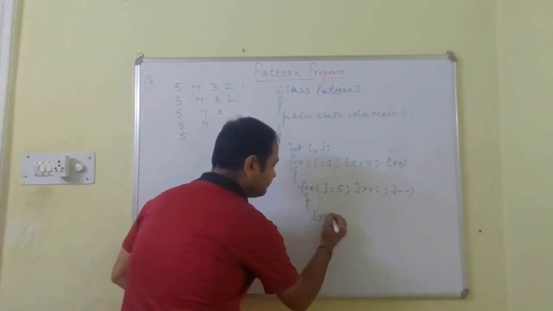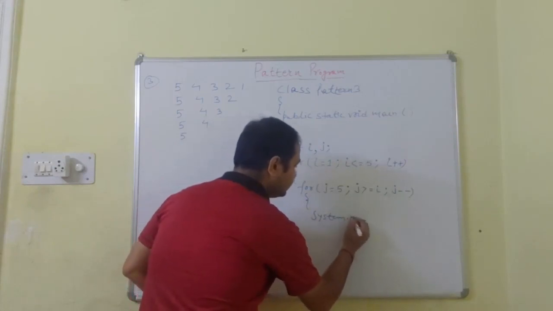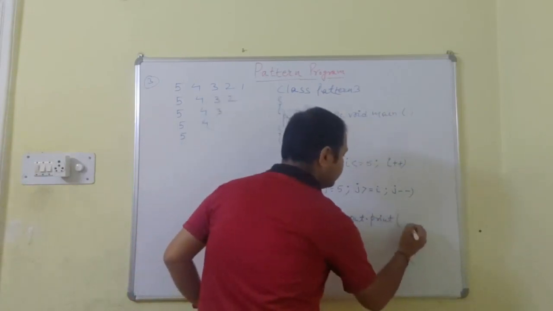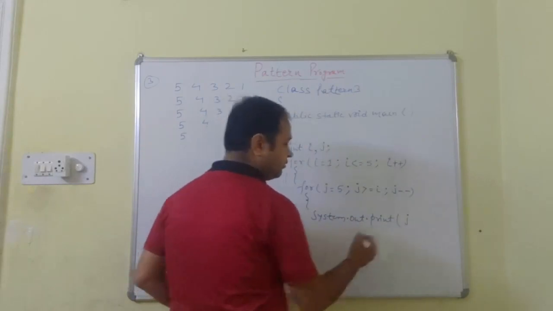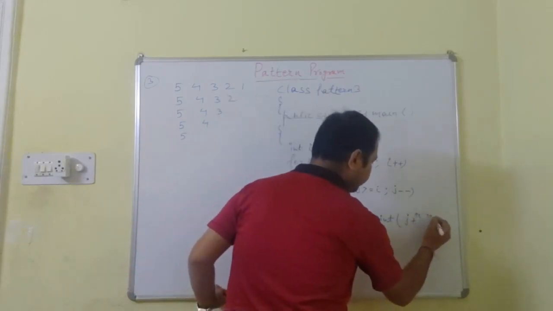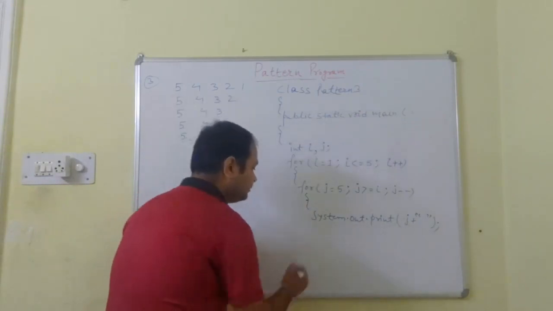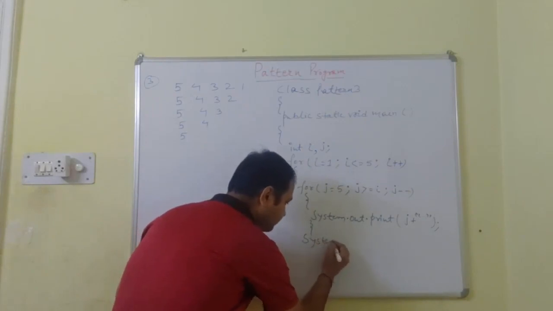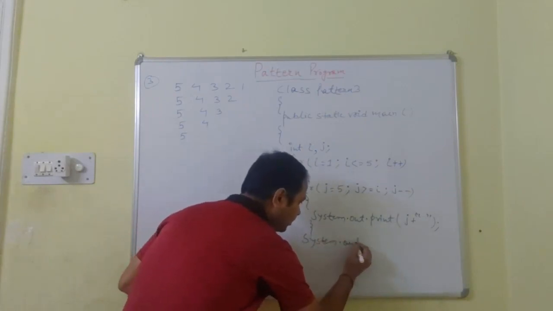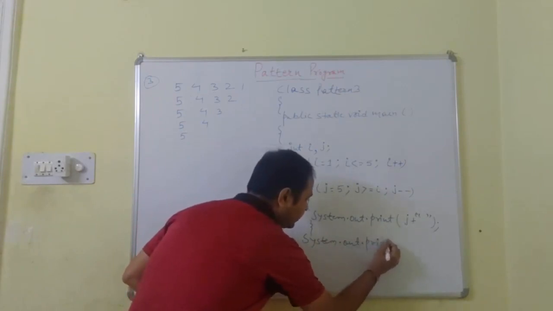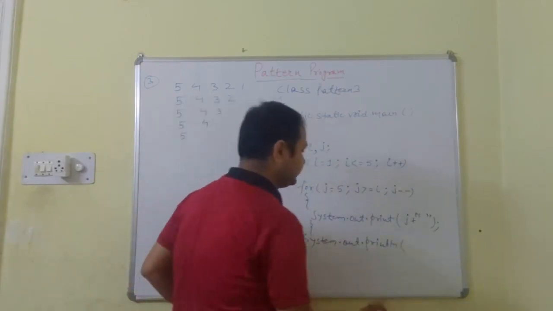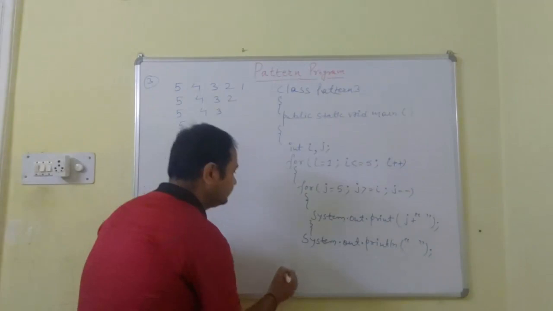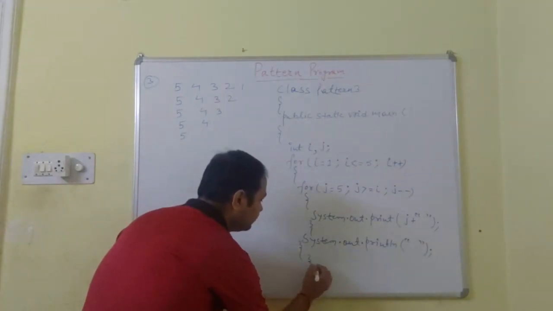then System.out.print, the value of j will print. We will put a space in between the values, then close the inner loop, then write System.out.println, then outer loop is closed, main method is closed, class is closed.